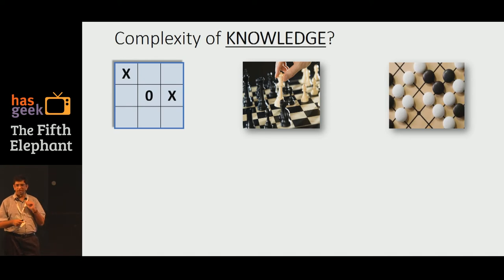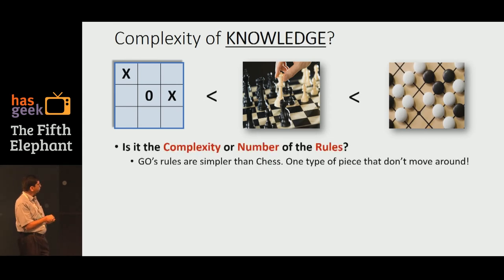It has more combinations, right? So if you look at these three, I can think of knowledge complexity in multiple ways. I can say the complexity could be the number of rules. How many rules do I have to follow? If you look at that as an example, then chess has a lot more rules than Go, and obviously this one has very few rules. So the order will be different. Go will be less complex than chess if the number of rules is what matters.